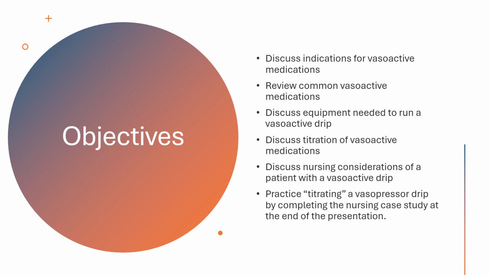All right, so objectives of the course, we're going to look at indications for vasopressors. We're going to look at common ones. We're going to talk about equipment needed to run a vasoactive drip. We'll talk about a little bit of titration. We'll talk about nursing considerations for a patient who's on a vasoactive drip. And then we'll practice titrating a vasopressor by reviewing a case study at the end of the presentation.